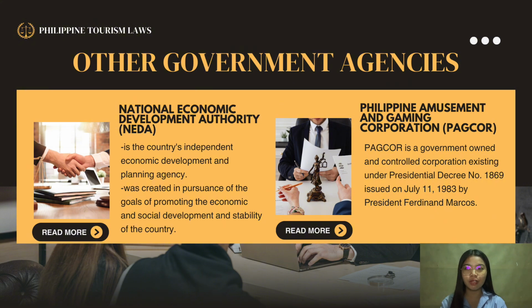Next, we do have the Philippine Amusement and Gaming Corporation, known as PAGCOR. PAGCOR is a government-owned and controlled corporation existing under Presidential Decree number 1869, issued on July 11, 1983 by President Ferdinand Marcos. It is a government-owned corporation that regulates, operates, and licenses gambling establishments in the Philippines. It generates revenue for government programs like ensuring responsible gaming and industry integrity.